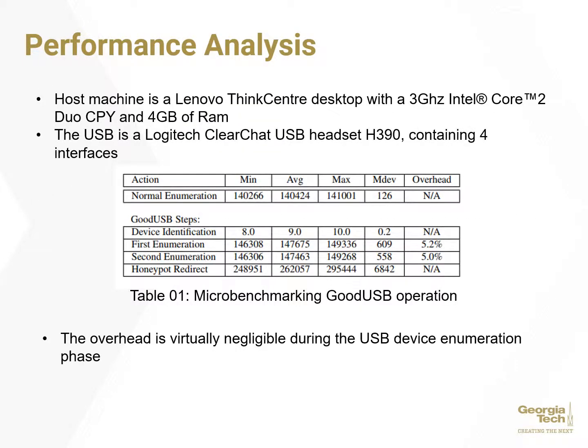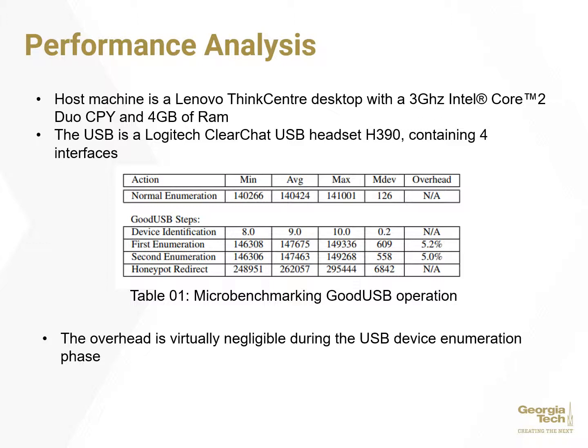As you can see, GoodUSB handles itself very well against bad USB attacks, but how does it perform? Well, the authors use a Lenovo ThinkCentre desktop with a 3 GHz Intel Core processor and 4 GB RAM. And they use a Logitech ClearChat USB headset containing 4 interfaces to test GoodUSB's performance overhead. As you can see in the table, the normal enumeration times are recorded there.